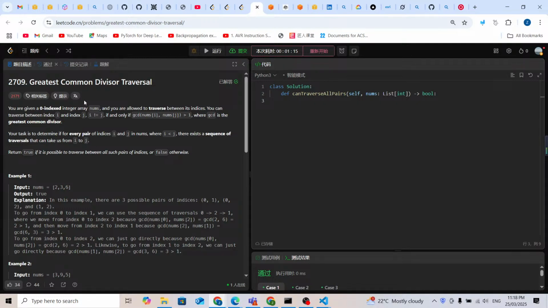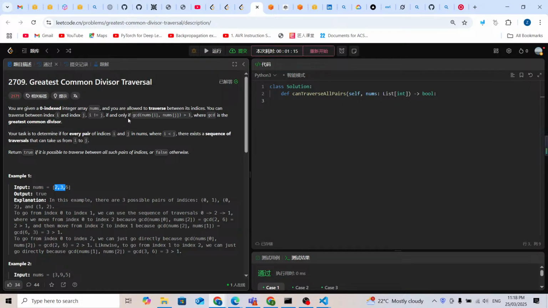2709, greatest common divisor traversal. For this problem, we are given a zero-indexed array nums, and you are allowed to traverse between its indices. For example, we can traverse between index i and index j if they are not equal. For example, 2 and 3.